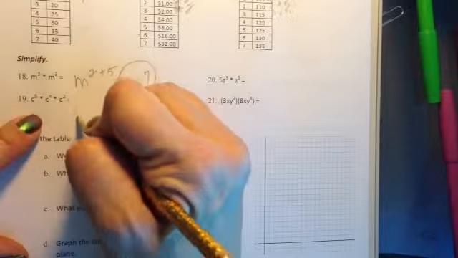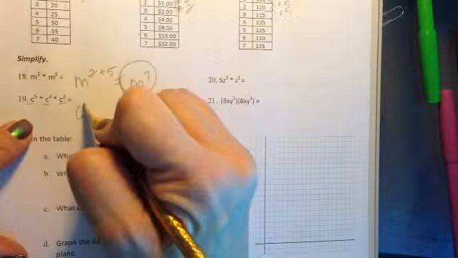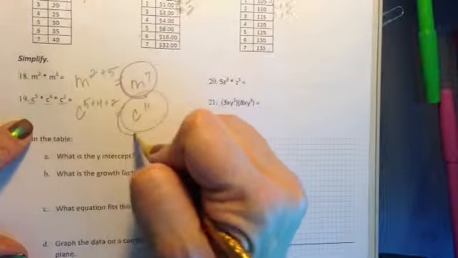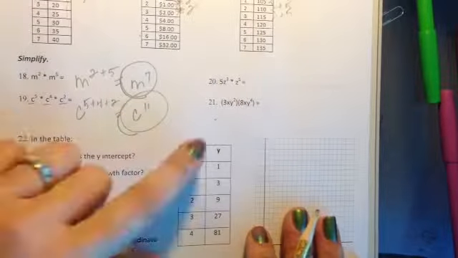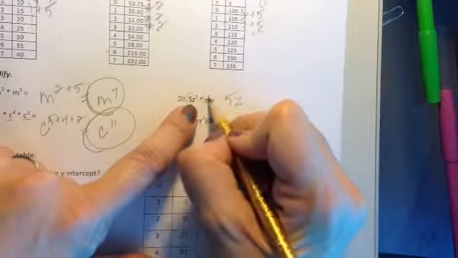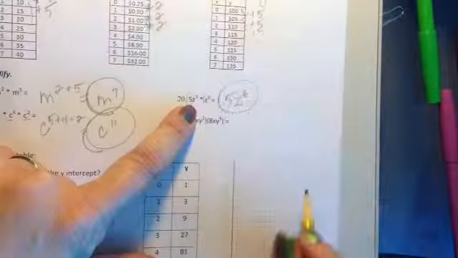Number 19, I've got the same base all the way across. 5 plus 4 plus 2 is going to leave me with c to the 11th. Number 20, I'm going to multiply 5 times my coefficient of z here, which is just 5. And then I have z to the 3rd plus z to the 5th, which is going to leave me with z to the 8th.